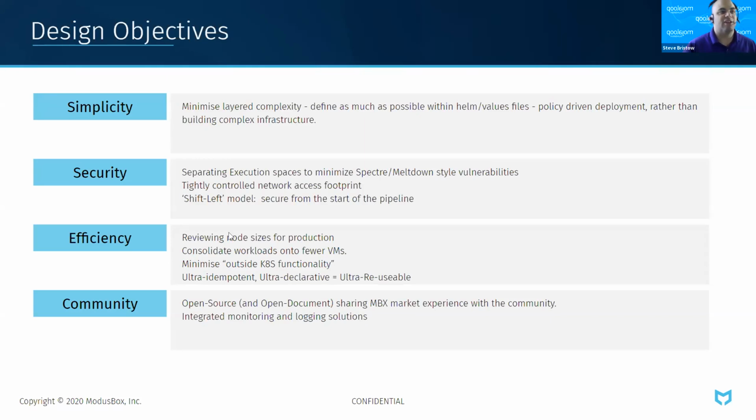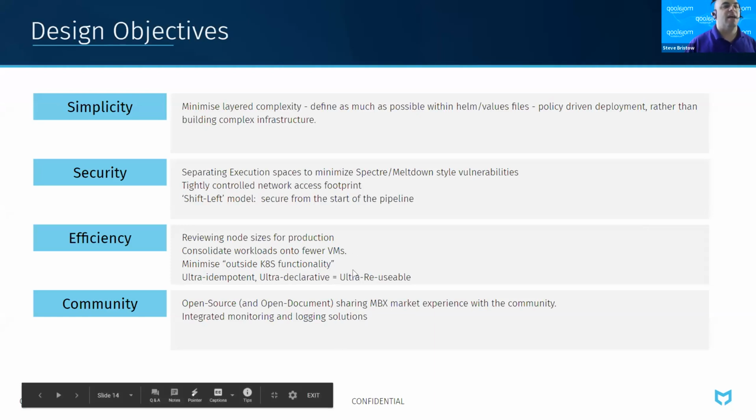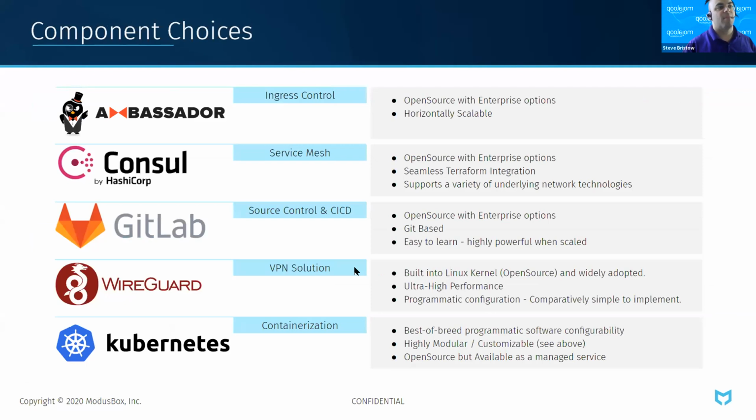We also want to keep node sizes sensible, consolidate workloads onto fewer VMs because both of these are extremely cost-centric, and we want to minimize functionality outside of K8S, as I alluded to earlier. And of course, we want to share everything with the community. We've selected components based on a fairly complicated process I won't go into, but we've arrived at using Ambassador as an ingress. GitLab, many of our customers are already using it, but GitLab is the pipeline of choice.